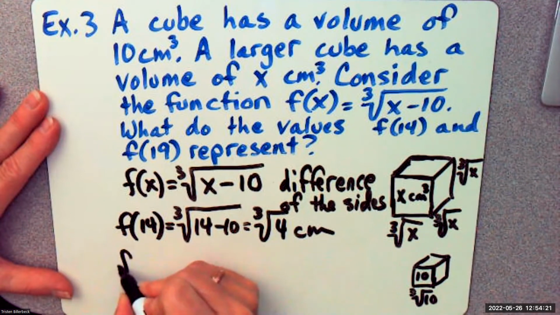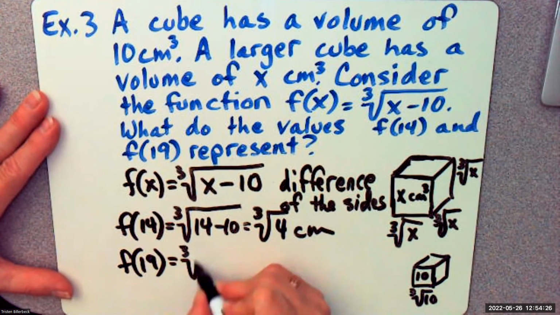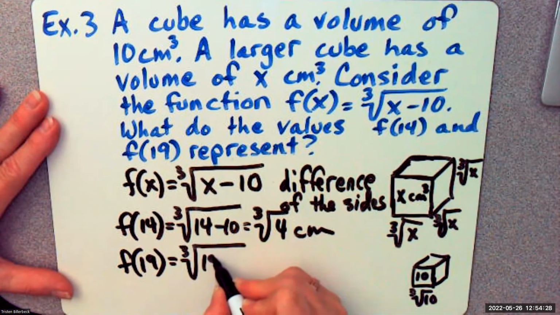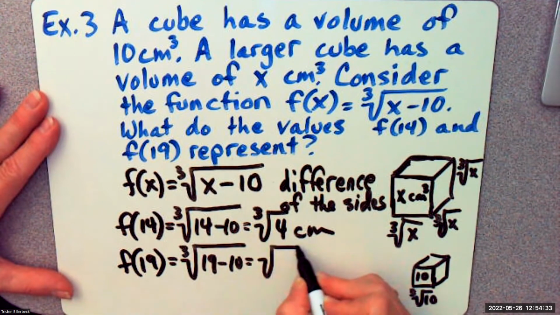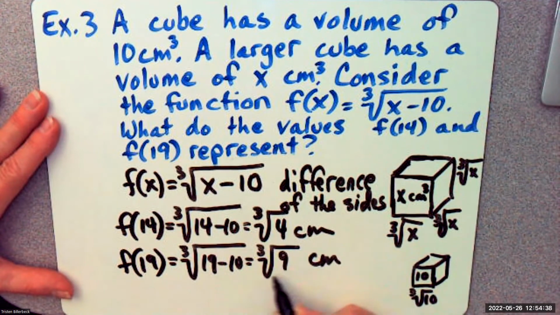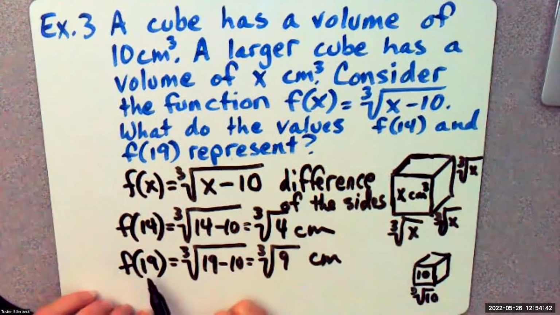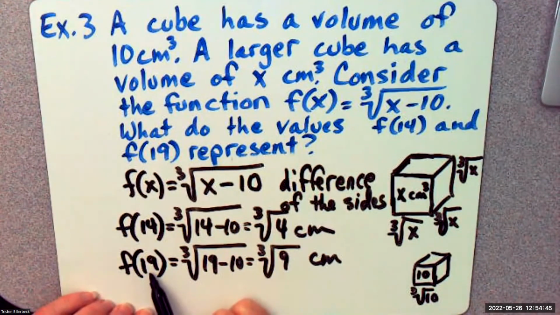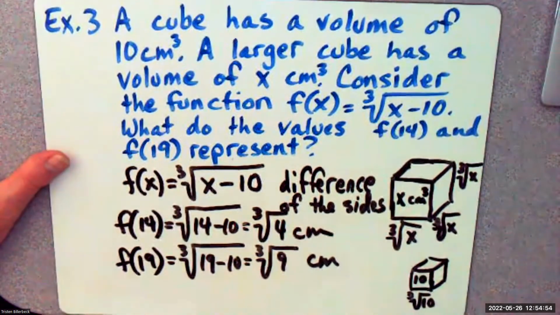Okay, so then f of 19 would be the cube root of 19 minus 10, which equals the cube root of 9 centimeters. So that's the difference of the two cubes when the larger cube is 19 centimeters versus 10 centimeters. So the difference in the two sides is the cube root of 9 centimeters.